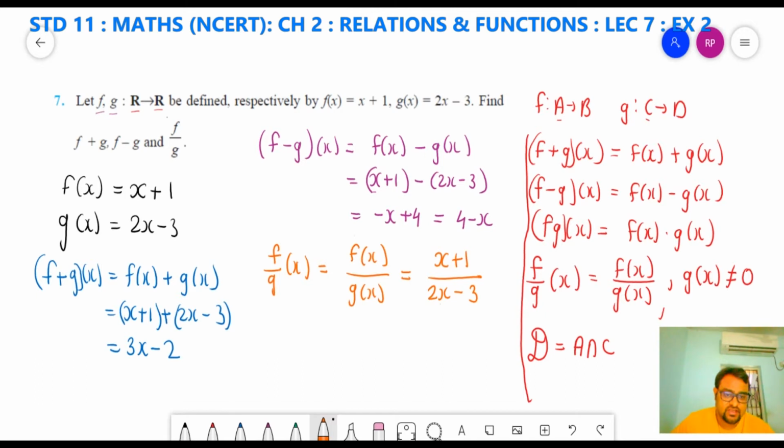The question is actually finished here, but you have to understand that the value of x cannot be taken as 3 by 2, because if you take 3 by 2, then 2 into 3 by 2 minus 3, the 2 gets cancelled, and 3 minus 3 will be equal to 0. So this becomes undefined. Okay, so this was about question number 7. So note down question number 7.